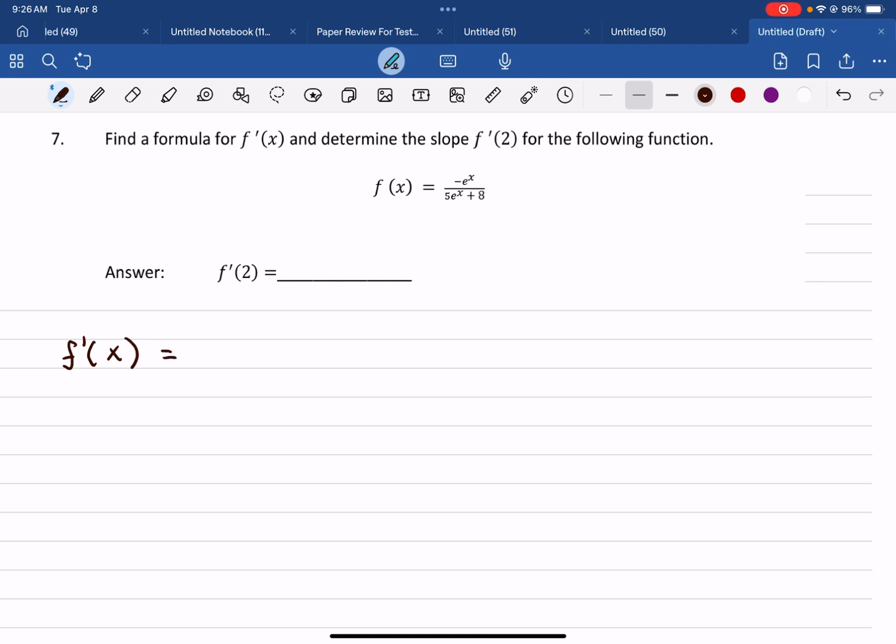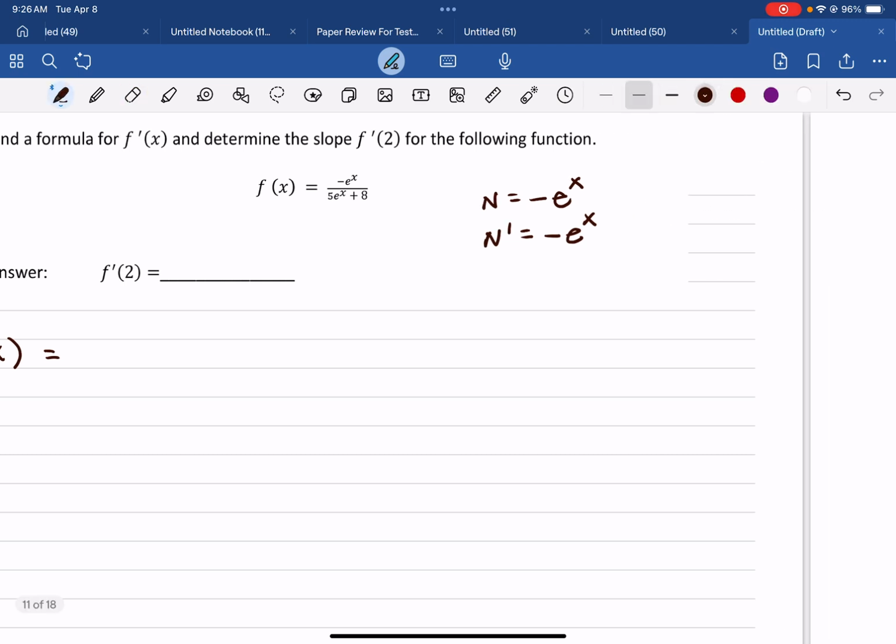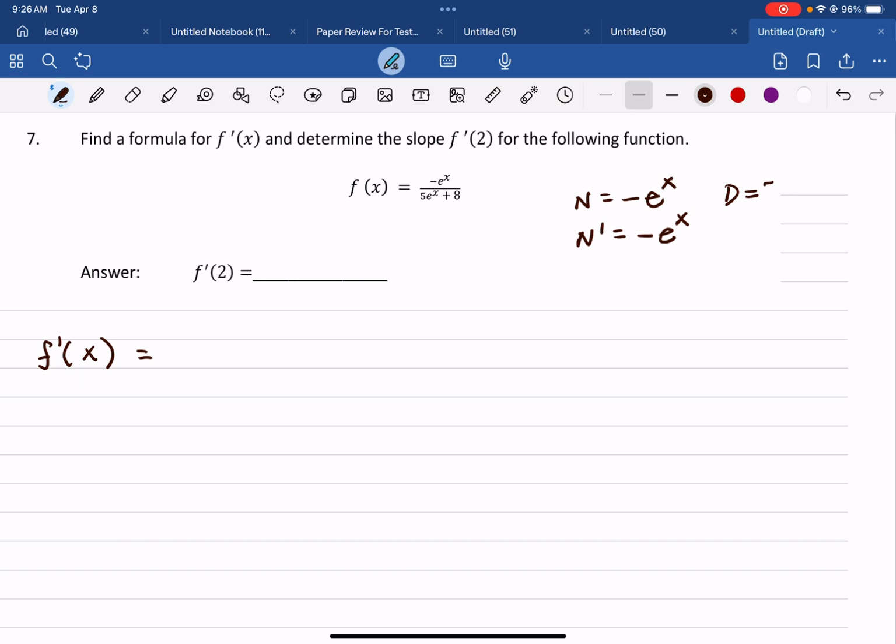So I'm going to identify my numerator, which is negative e to the x. The derivative of that is negative e to the x. Then my denominator is 5e to the x plus 8, and so the derivative of that is 5e to the x. So I'm going to assemble. I'll go ahead and do my denominator squared.